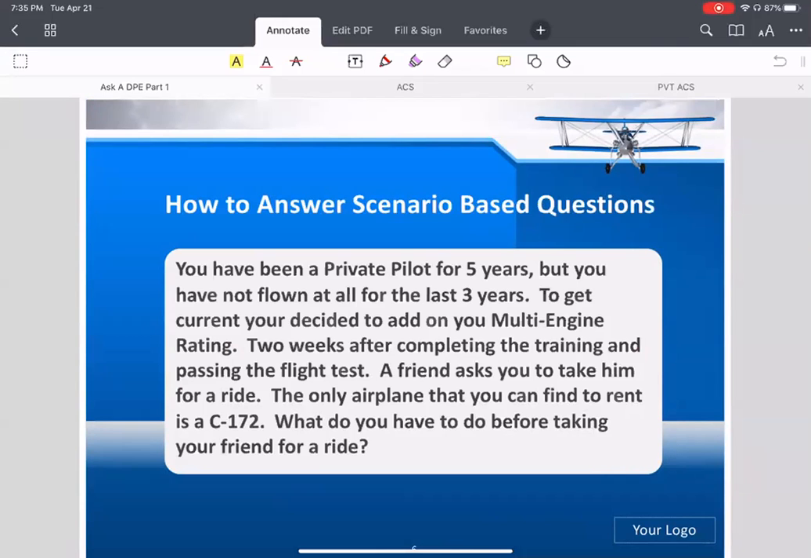You've been a private pilot for 5 years, but you haven't flown for the last 3 years. To get current, you decided to add on a multi-engine rating. 2 weeks after completing the training and passing the flight test, a friend asks you to take him for a ride. The only airplane you can find to rent is a Cessna 172. What do you have to do before taking your friend for a ride?